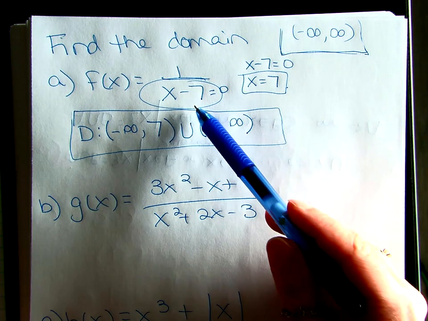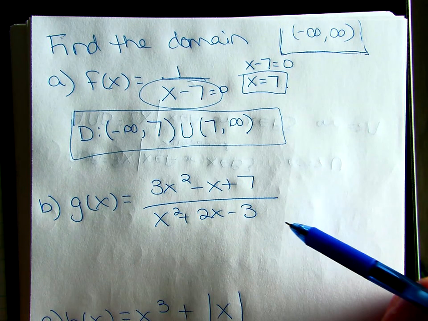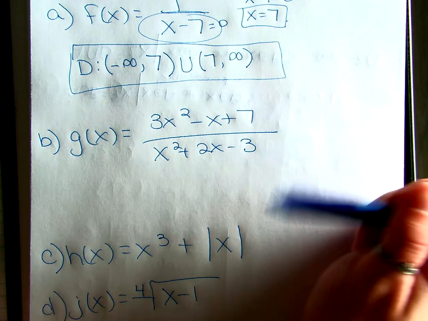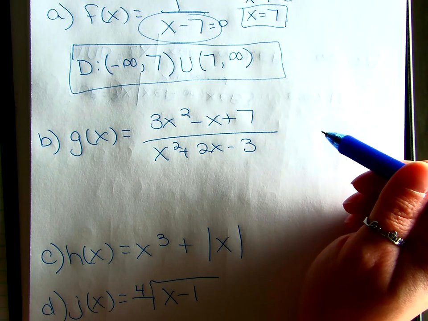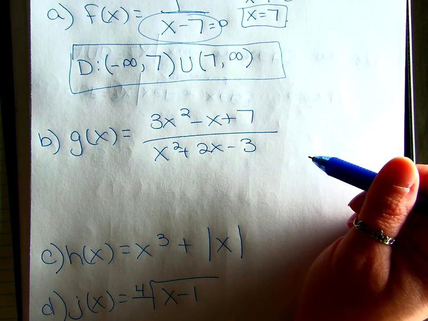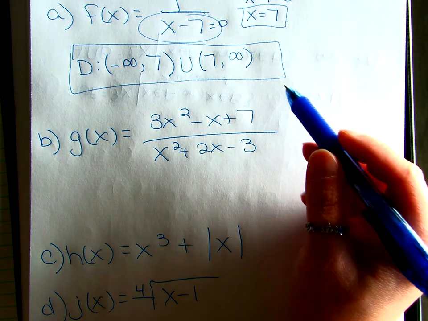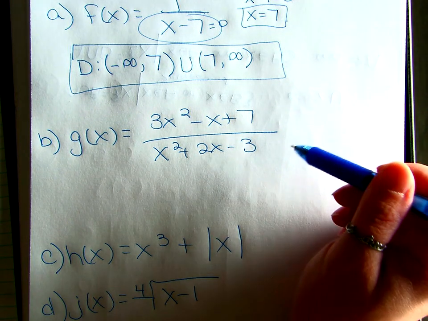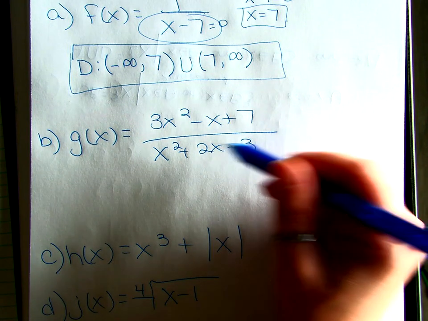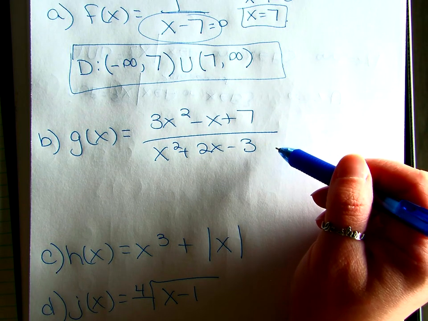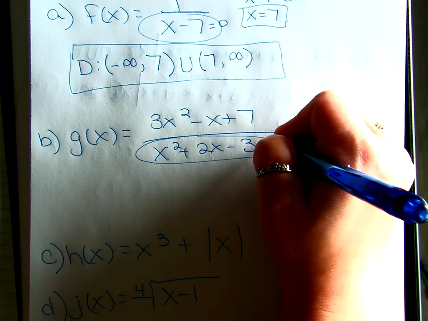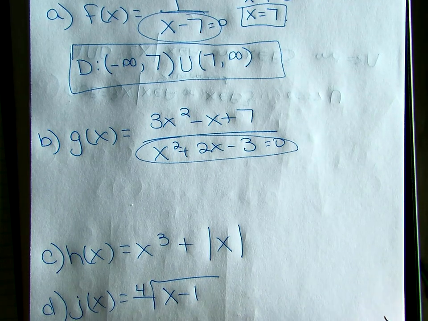Okay? That was one of those exceptions to the rule. Now for G, if I look at it, you're like, oh goodness, there's a ton of stuff going on here. It is, but don't get overwhelmed. This problem only asks us to find the domain. So if we're finding the domain, it doesn't really matter what's on top. It just matters what's on bottom. Because one of our exceptions is if there's a 0 in the denominator, then we have issues. So I need to solve and figure out when does this whole denominator equal 0.